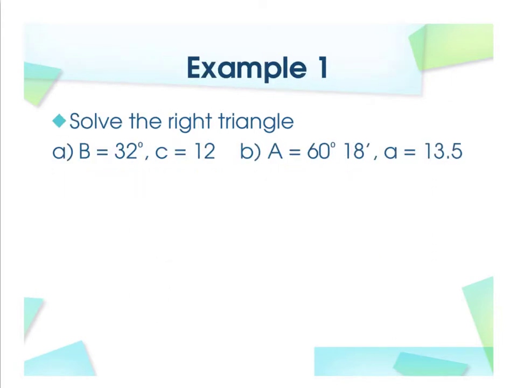Okay, so here we have two examples, example A and then example B. Notice that we're only given one angle. That's because we know it's a right triangle. So when I draw my triangle, let's label this A, B, and C. So angle B is 32 degrees.